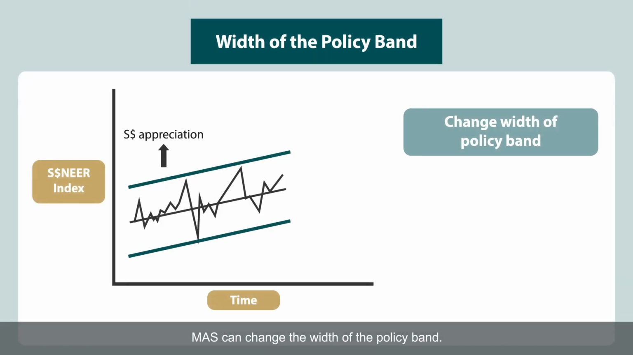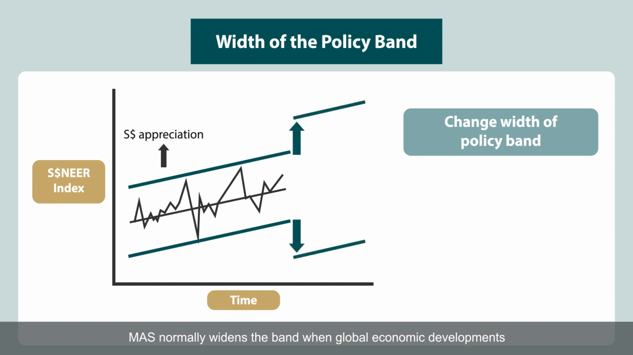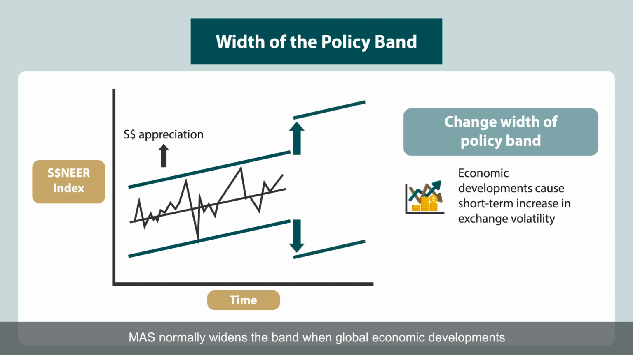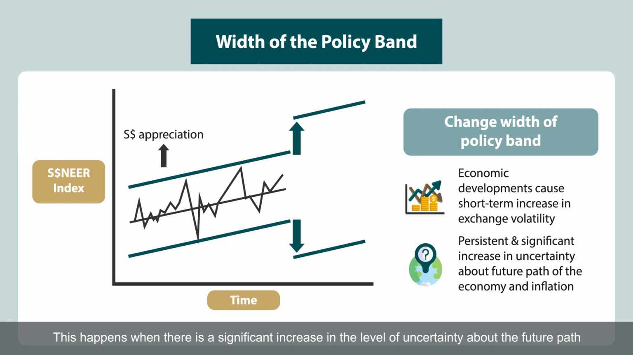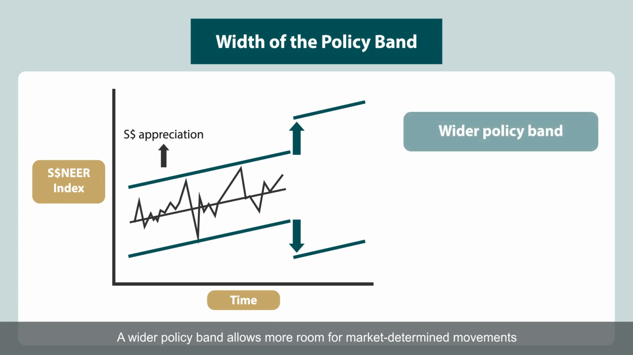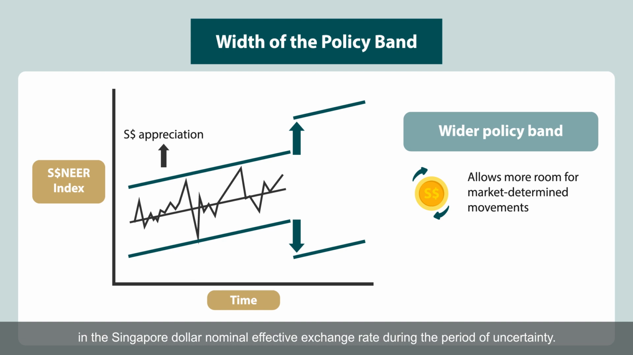MAS can change the width of the policy band. MAS normally widens the band when global economic developments cause a short-term increase in exchange rate volatility, without necessarily changing the projected path of economic activity and prices. This happens when there is a significant increase in the level of uncertainty about the future path of the economy and inflation, and MAS expects this uncertainty to persist. A wider policy band allows more room for market-determined movements in the Singapore dollar nominal effective exchange rate during the period of uncertainty.